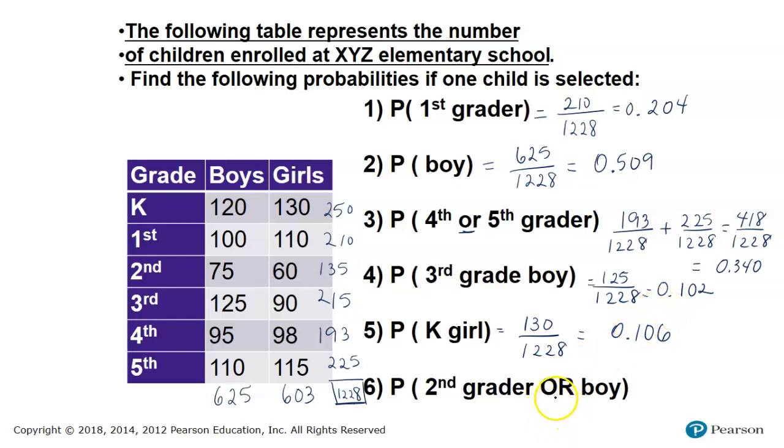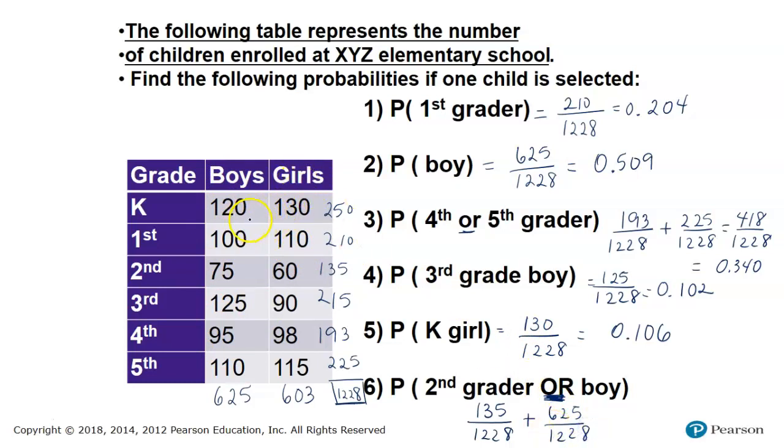And then the last one here is another one with the word "or," and this is kind of the lead in to really talking about the formal definition of the addition rule. We want the probability of a 2nd grader or a boy. So if we look at our 2nd graders, we've got 135 2nd graders. And then when we look at the boys, we have 625.